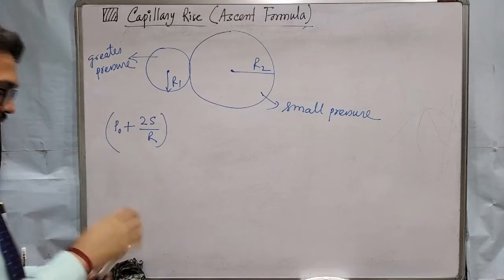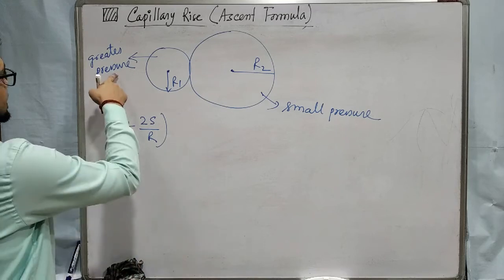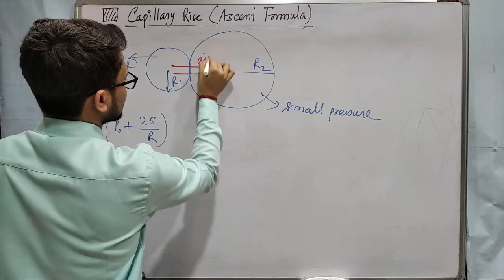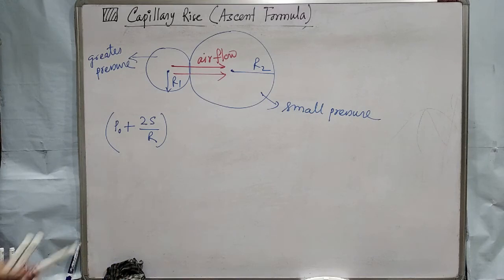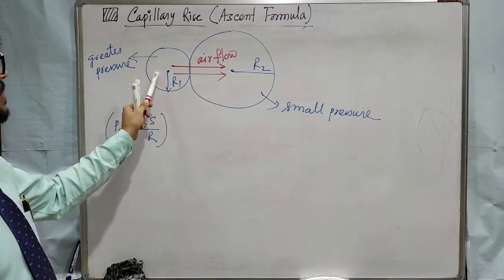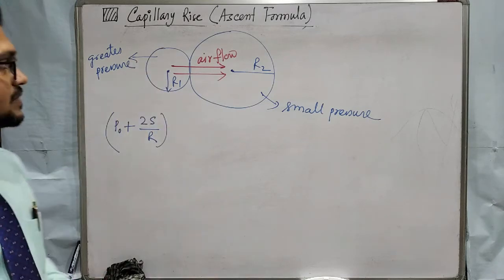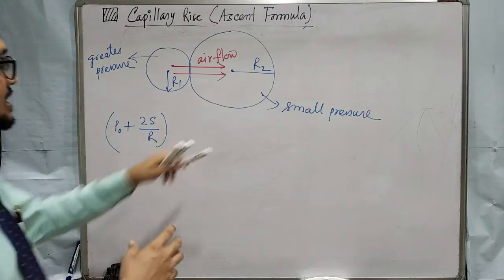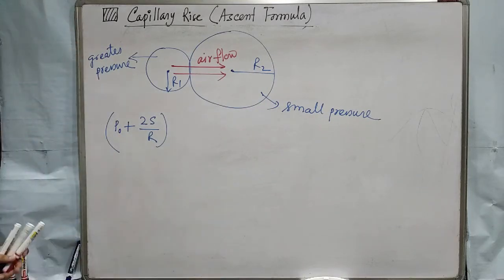So what will happen here? Air will flow due to the pressure difference. So in which direction? From greater pressure to the smaller pressure. So air will flow in this direction. This is the direction of air flow. Here pressure will decrease. Pressure will decrease means its size will go on increasing. And on this side pressure will increase. Pressure will increase means this one will become smaller. So this is another conceptual thing, that is in which direction air will flow.